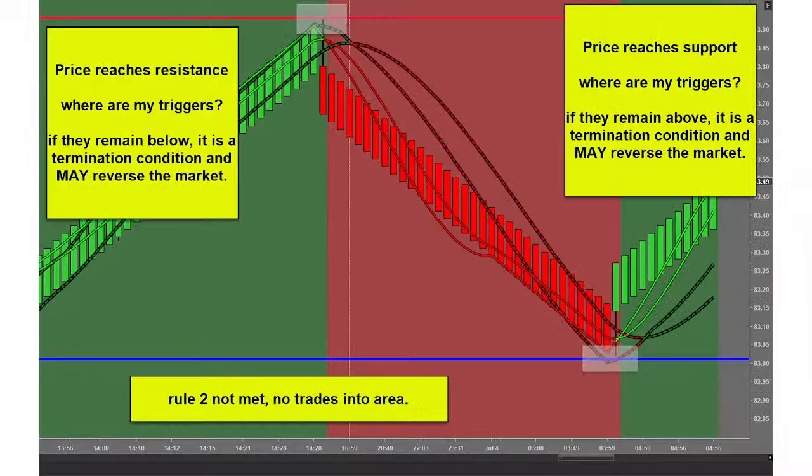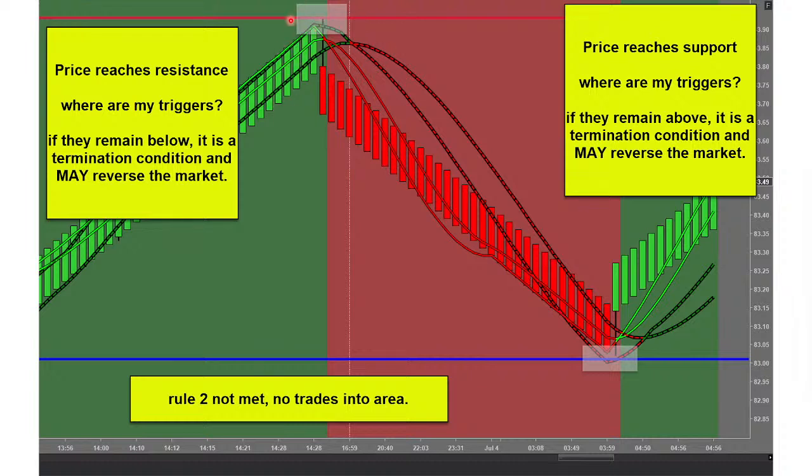So to identify a termination condition, we're going to allow price to reach the area. When I say price reaches an area, I mean these dynamic Renko bars. These are a representation of price. And when they smack into resistance, the only thing that you have to do is ask yourself, where are my triggers? The triggers will define whether or not you have a termination condition. If they remain below Fibonacci resistance when price reaches it, this is a termination condition. This is a line in the sand that may create a big untradeable bounce.